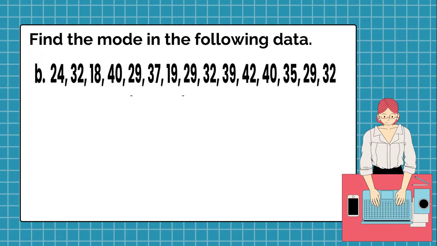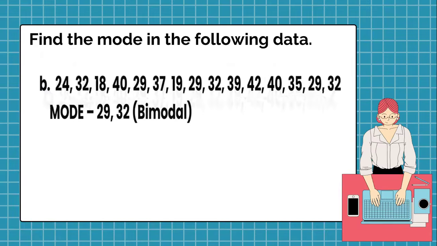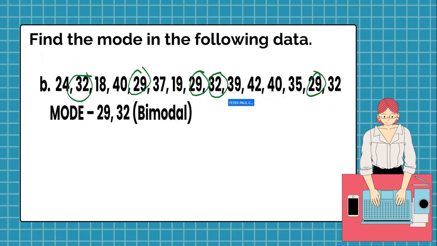Which do you think appeared the most? Very good. So they are 29 and 32. Observe that 29 appeared thrice in the given set of data, and 32 also appeared thrice. So this is considered bimodal. It's possible that you could have two modes, and we call this bimodal.